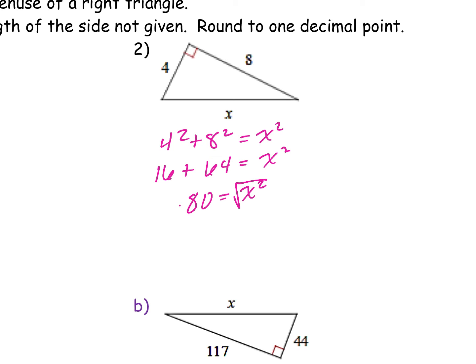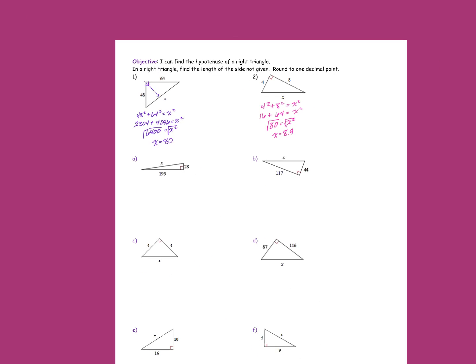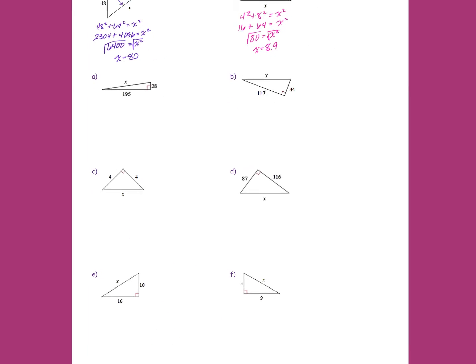And the answer to that will give you 8 point something. 8.9. It's almost 9 because square root of 81 is 9. So it's got to almost be 9. Almost. But the number's 4, so it's going to round down. It can't be 9 because square root of 81 is 9. Nice. Okay, so you guys have 6 problems to do. Go for it.